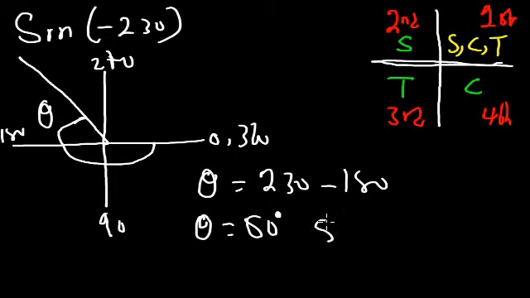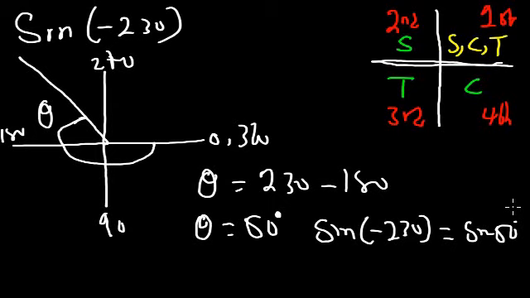So therefore, sine negative 230 will be equal to sine 50 degrees. So should it be positive sine 50 degrees or negative sine 50 degrees? That will depend on the sign that sine possesses in the second quadrant, because theta is in the second quadrant. In the second quadrant, sine is positive. So this should definitely be a positive sign. And that's how it works.